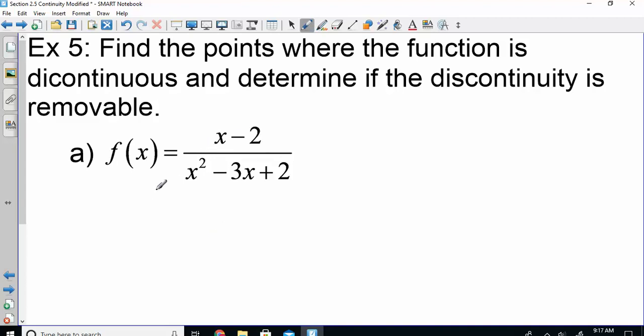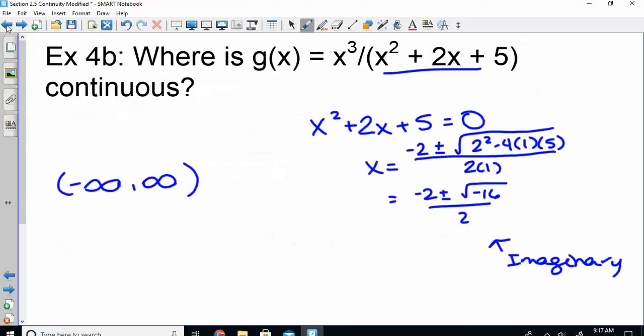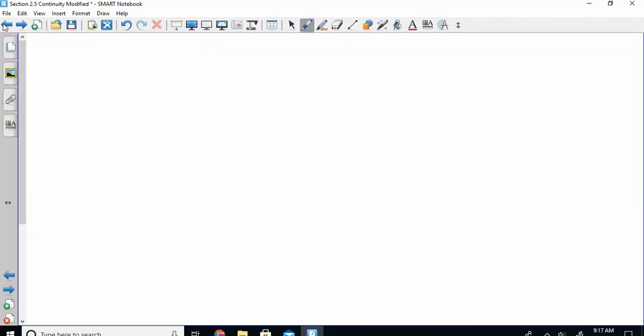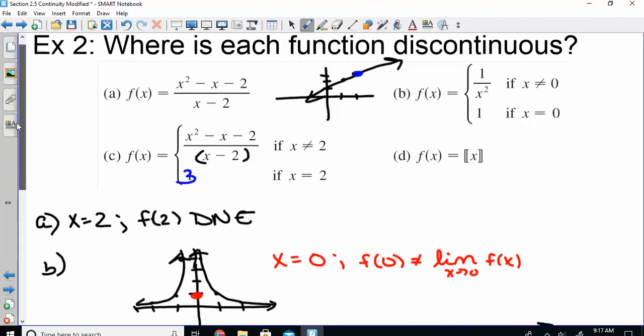Okay, let's do some more. I want to know where this one's discontinuous, and I want to decide if it's removable. In a fraction, when the bottom is 0, you're going to have one of two things happening. Either it's a vertical asymptote, or it's going to be an open circle, a hole in the graph. If you remember from college algebra, you get a hole in the graph when something cancels from the top and the bottom.